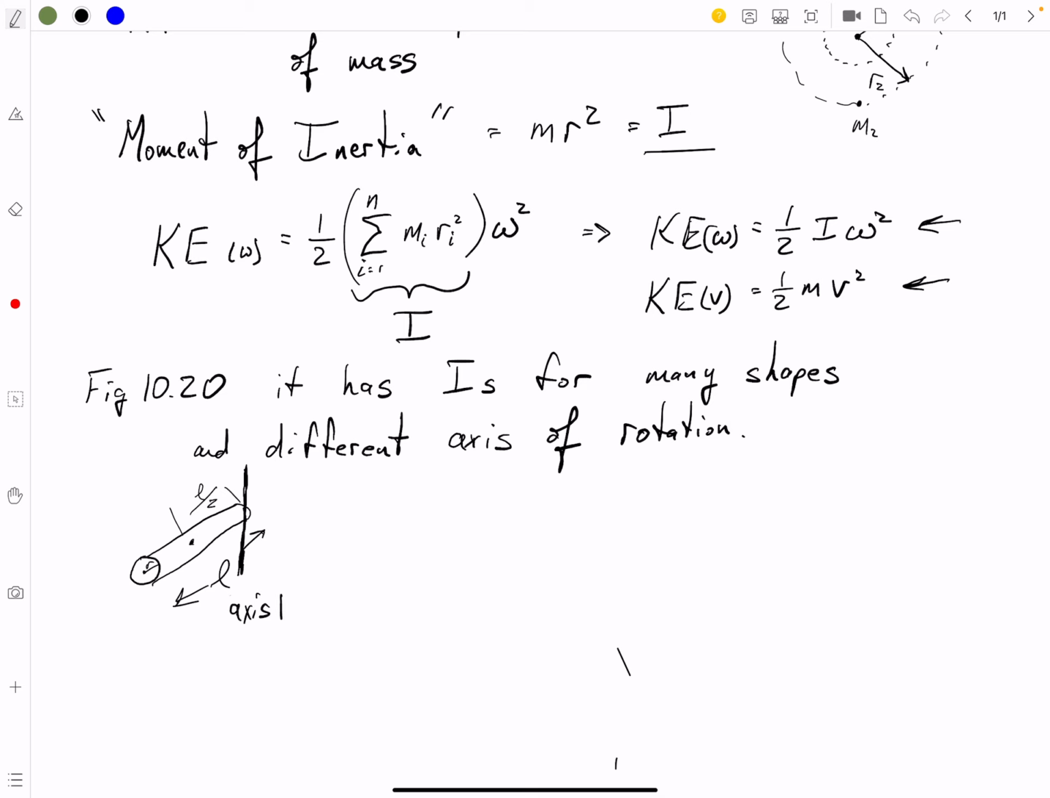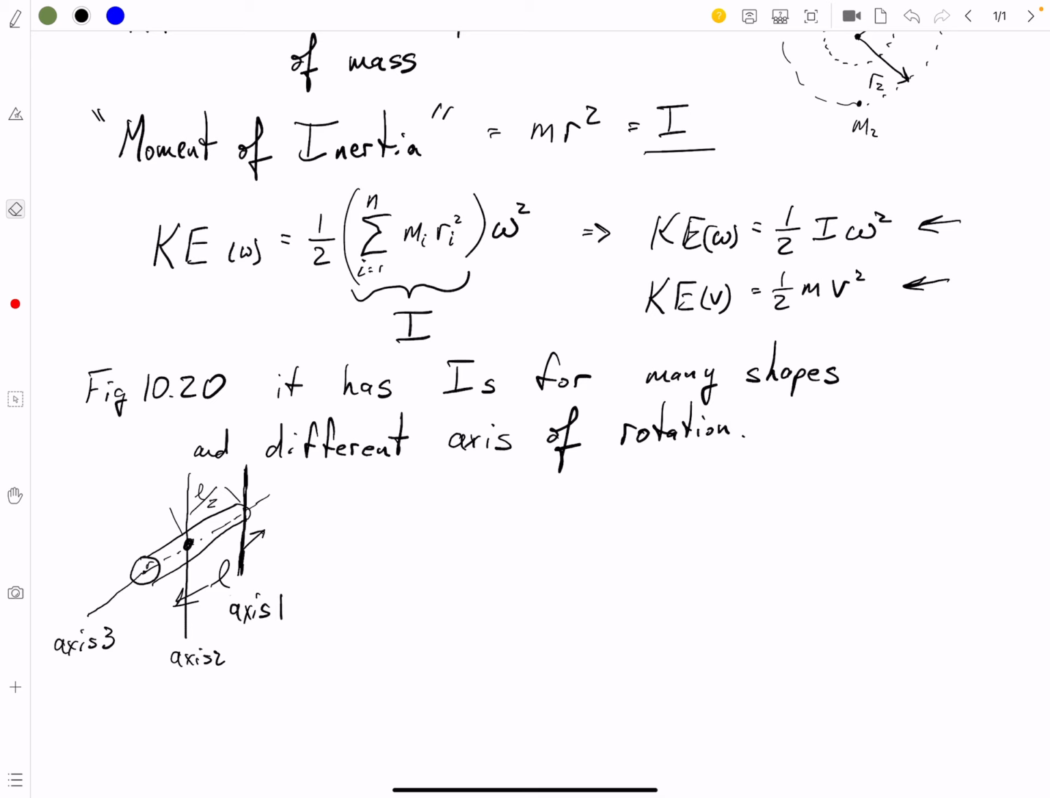Axis 1. Okay. Then we've got another axis right down the middle, right where the center of mass is. That's axis 2. Then we have a third axis going right down the middle in that direction. That's axis 3. All right, so we're going to talk about the different axes and their different moments of inertia. So those are the 3 axes.